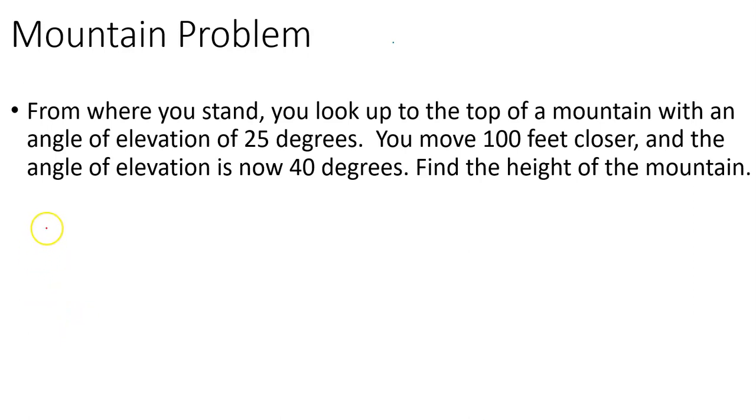All right, so there's two parts to this problem, right? Here it is, round one. That's the mountain. That's you. You look up at the top of the mountain with an angle of elevation of 25 degrees. What do we know? This is your distance x between you and the mountain. That's the height h of the mountain.